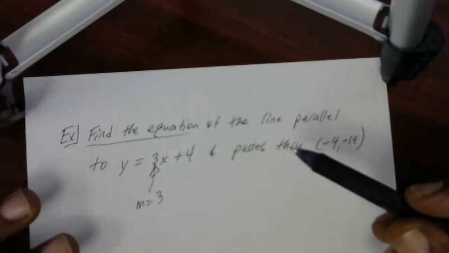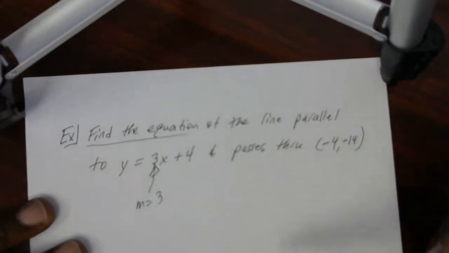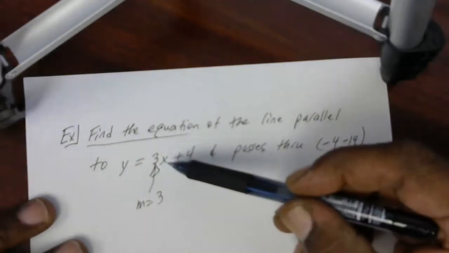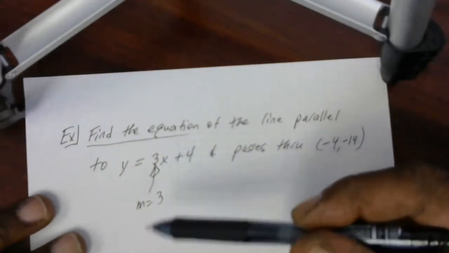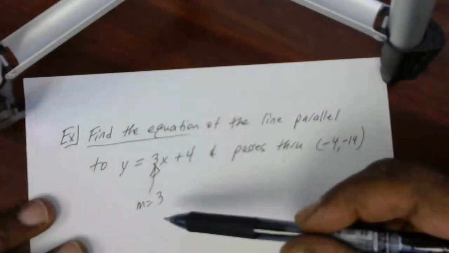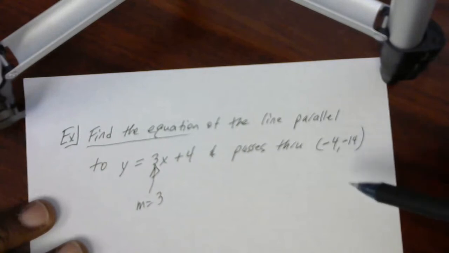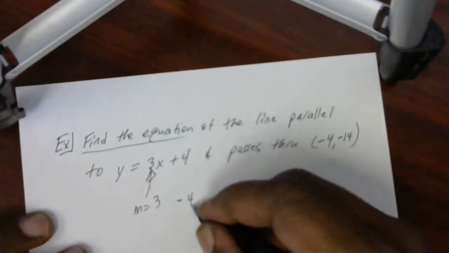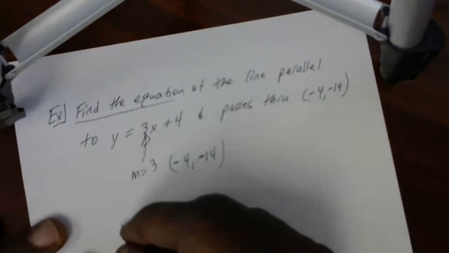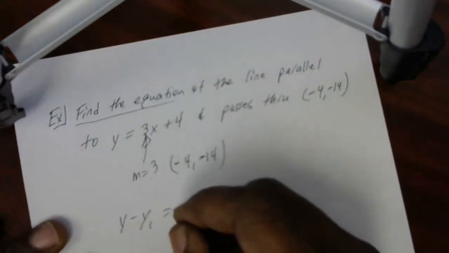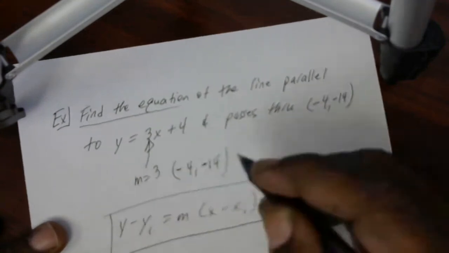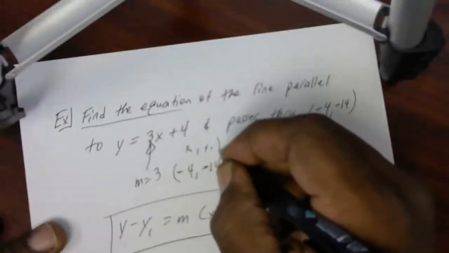Recall from parallel lines, two lines are parallel if their slopes are the same. So the slope of this line is 3. Therefore, the slope of my line should be 3. Right? So I'm going to use a slope of 3, and I'm going to use the point -4 comma -14. So we have both the slope and a point on the line.